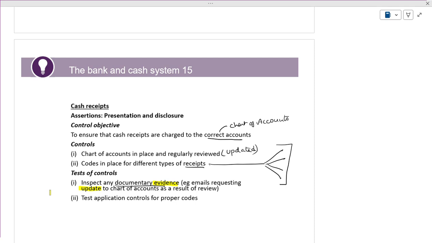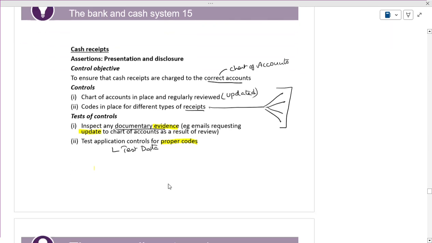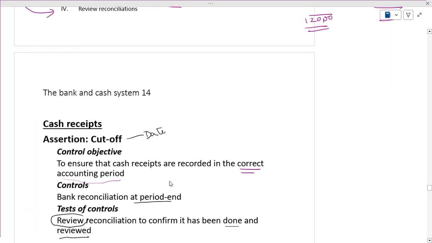Test application controls for proper codes. You have test data. You have to test by entering wrong data or entering correct data. Then the account name will be reflected rightly or not. Is it clear to you? We have done cash payments and cash receipts.